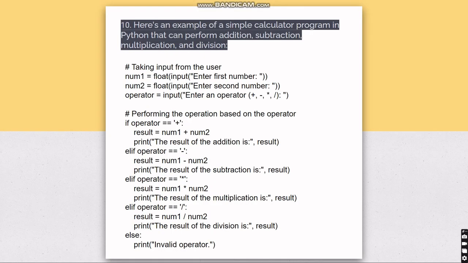10. Here's an example of a simple calculator program in Python that can perform addition, subtraction, multiplication, and division. # Taking input from the user. num1 = float(input('Enter first number: ')). num2 = float(input('Enter second number: ')). operator = input('Enter an operator (+, -, *, /): '). # Performing the operation based on the operator. if operator == '+': result = num1 + num2. print('The result of the addition is', result).